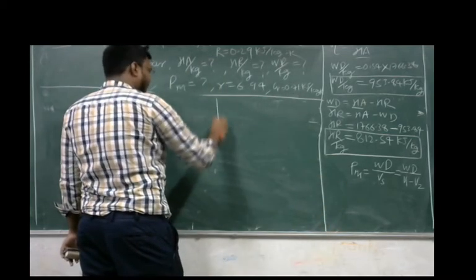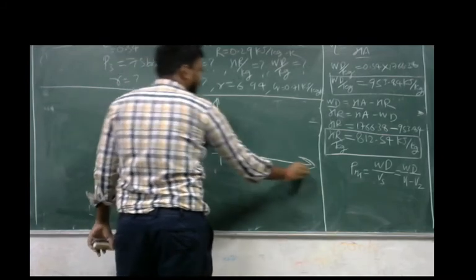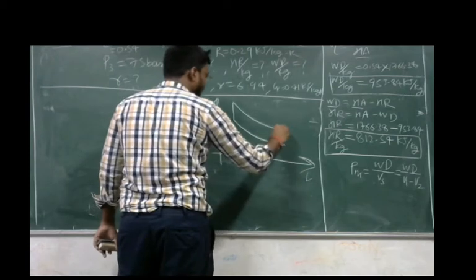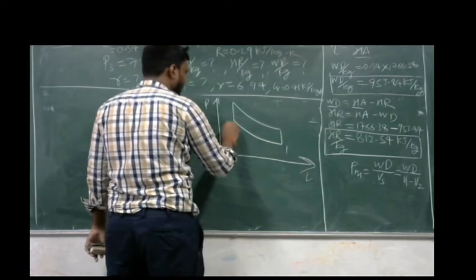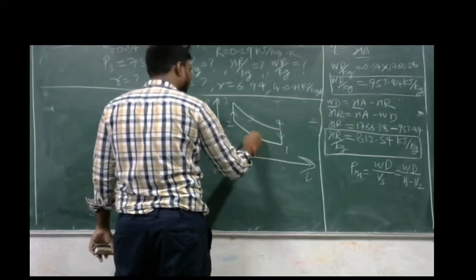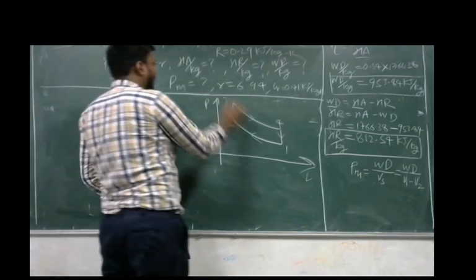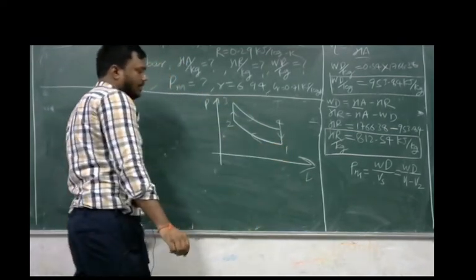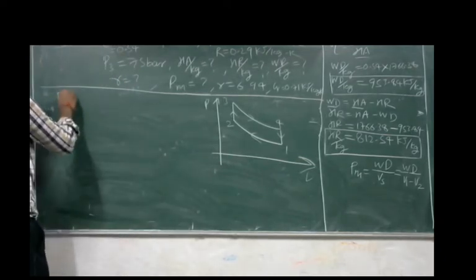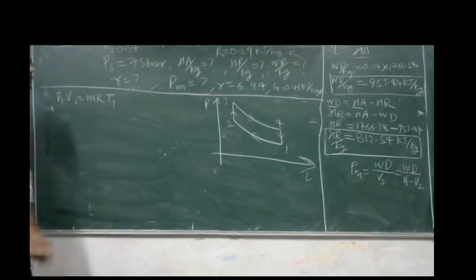So in that PV diagram, this is the PV diagram. In the PV diagram, apply the ideal gas equation at point 1. So if we apply the ideal gas equation at point 1, what will the equation be? P1 V1 is equal to m R T1. This would be the ideal gas equation.